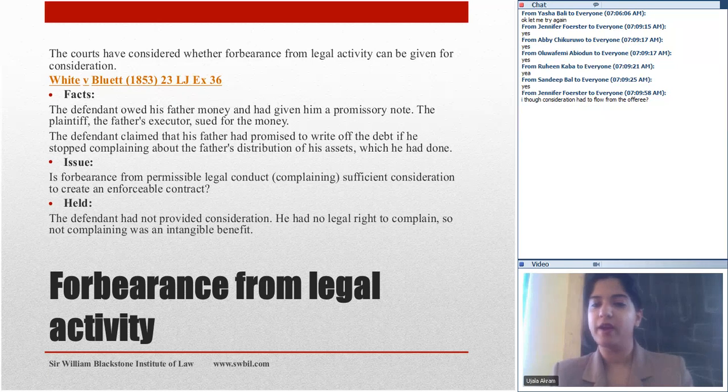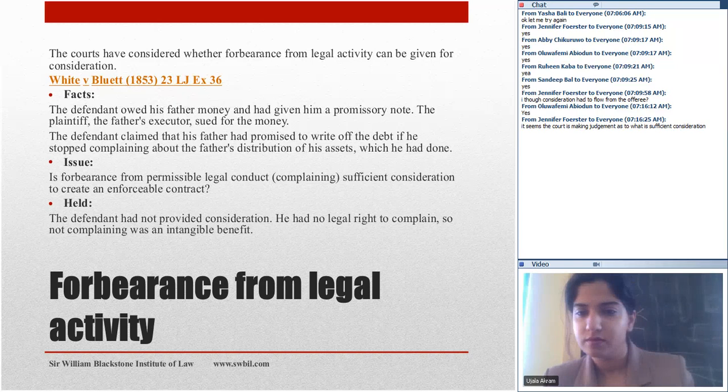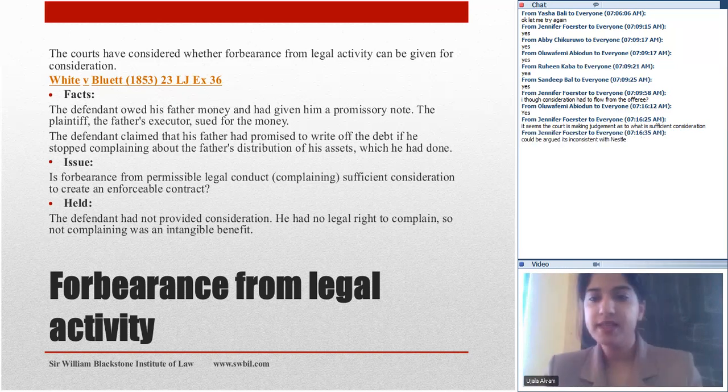Anyone see any problem here in this case? If you consider this, that the courts decided that he had not given up a right. Anyone? Yes, Jennifer, courts is making a judgment as to what is sufficient consideration, and they decided that giving up a right would have been a consideration, but he had given up no legal right.